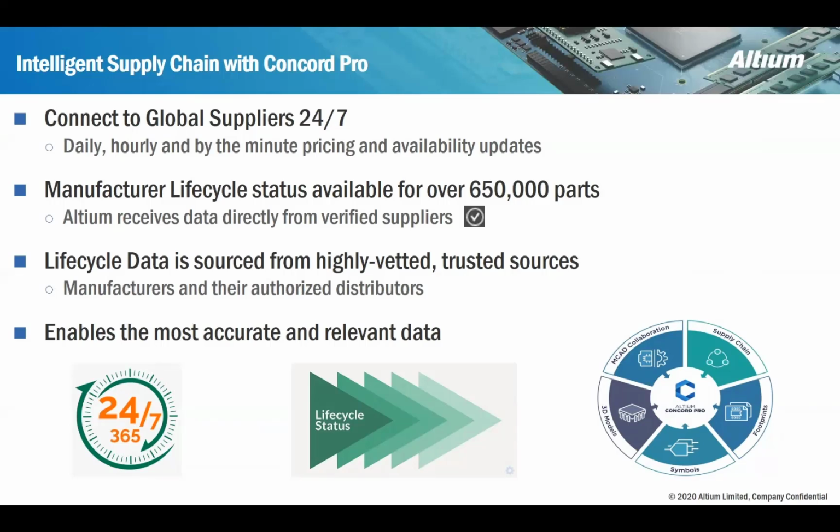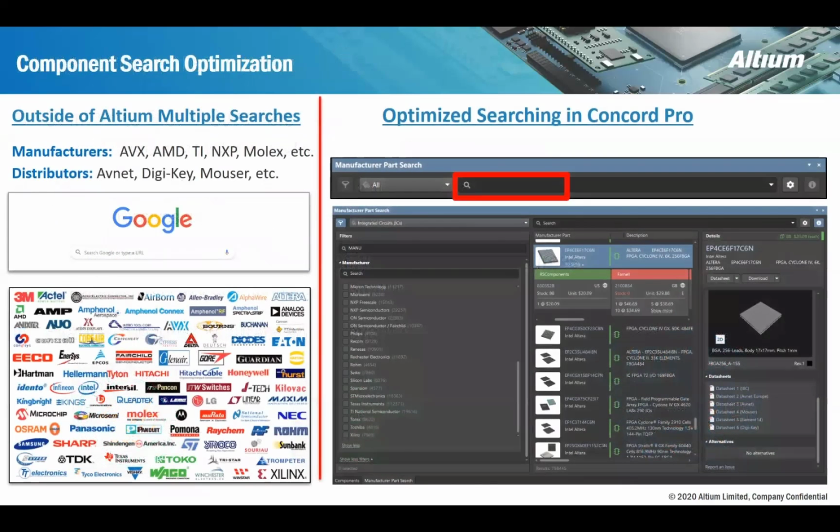That data comes directly from verified suppliers, and this checkmark symbol is used in the tool to denote a verified supplier, and I'll point that out on some other slides. Lifecycle data comes from highly vetted, trusted sources, the manufacturers themselves and/or their authorized distributors. This enables the most accurate and relevant data so you can limit your risks due to a supply chain disruption.